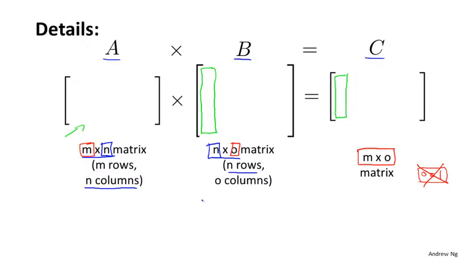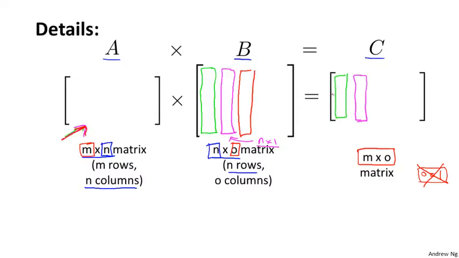Then I'm going to take the second column of B, which is another n by 1 vector. It's an n-dimensional vector. I'm going to multiply this matrix with this n by 1 vector. The result will be an m-dimensional vector, which I'm going to put there, and so on. Then I'm going to take the third column, multiply it by this matrix, and get an m-dimensional vector, and so on, until you get to the last column: the matrix times the last column gives you the last column of C.